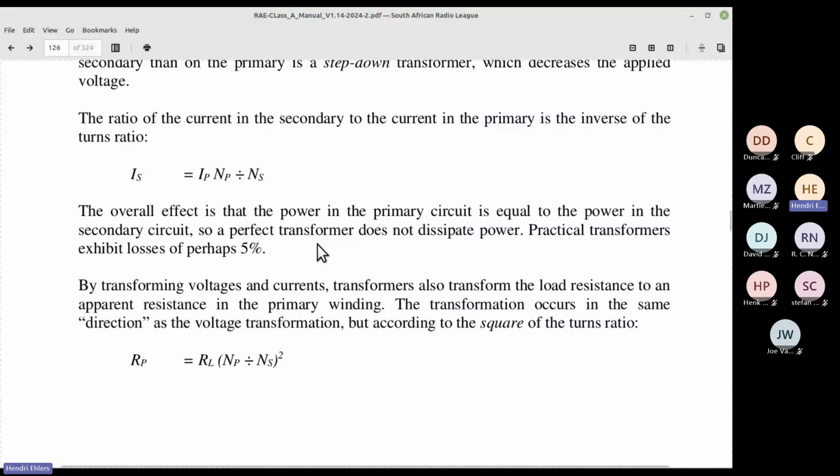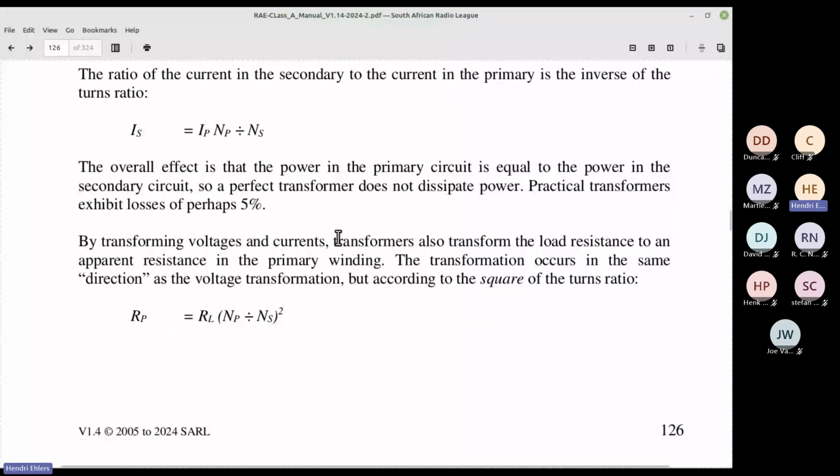The overall effect is that the power in the primary circuit is equal to the power in the secondary circuit. So a perfect transformer does not dissipate power. Practical transformers lose about 5%. But for all practical reasons, a person will do the calculation as if you have a perfect transformer, and you'll maybe put an extra two wires on to cover for that 5% loss that you might encounter.